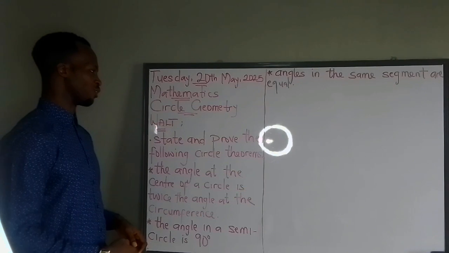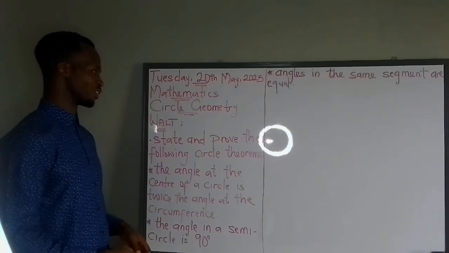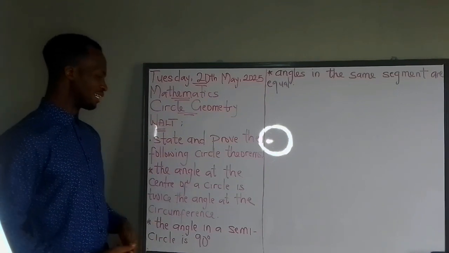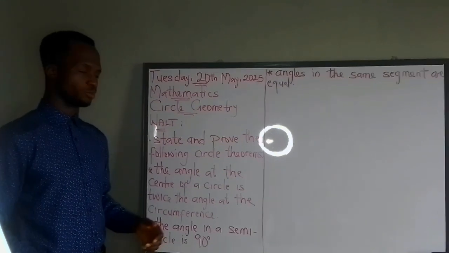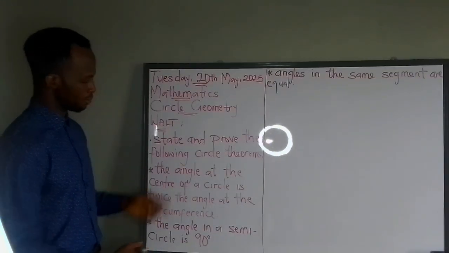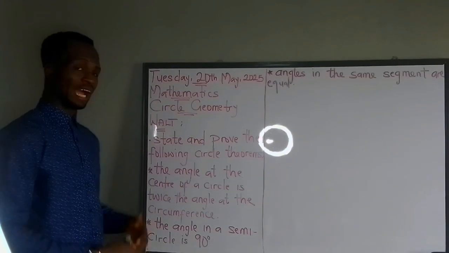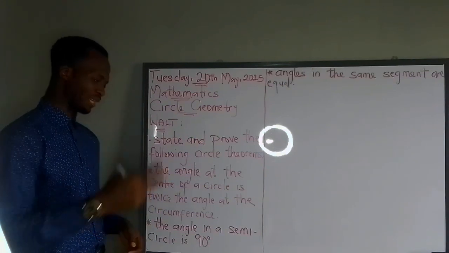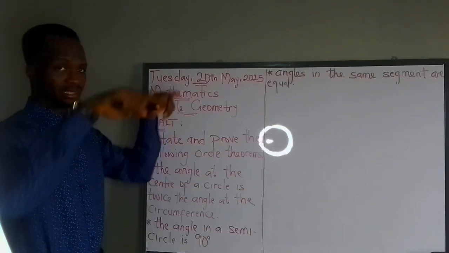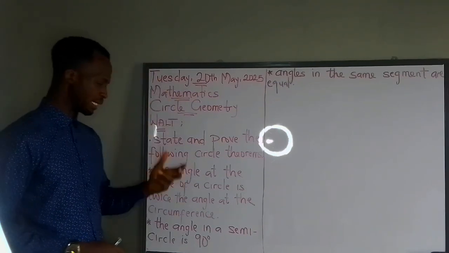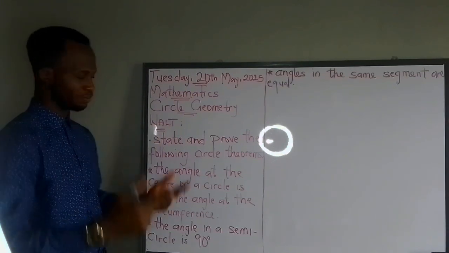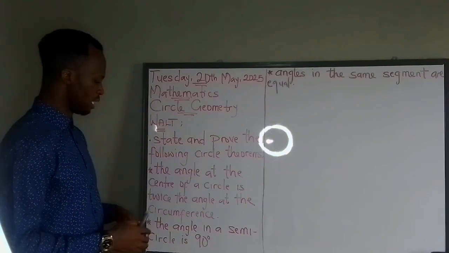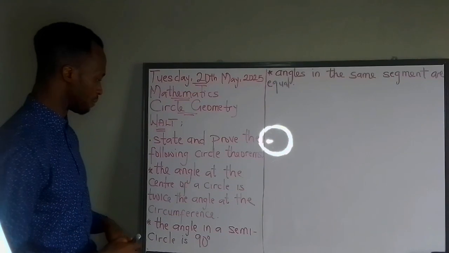So today we are going to continue our lessons on circle geometry. And today we are learning to state and prove the following circle theorems. The first one is that the angle subtended by an arc at the center of the circle is twice the angle at the circumference, at the remaining part of the circumference.